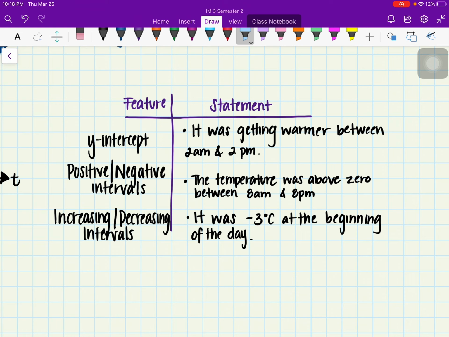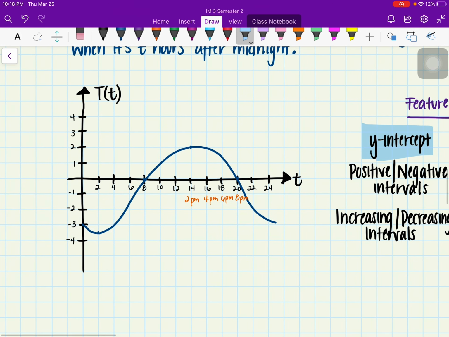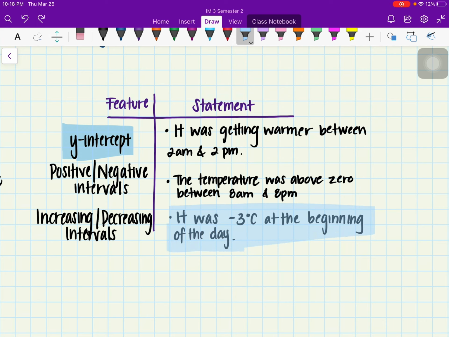So if we take a look at the y-intercept, the y-intercept is talking about our starting point. If we take a look back at our graph here, we have our y-intercept at -3. So the statement that would match with our y-intercept would be the temperature being at -3 Celsius. So it was at the beginning of the day, which was at midnight. So that's the first one we're going to connect.